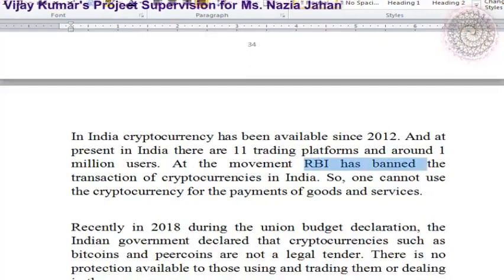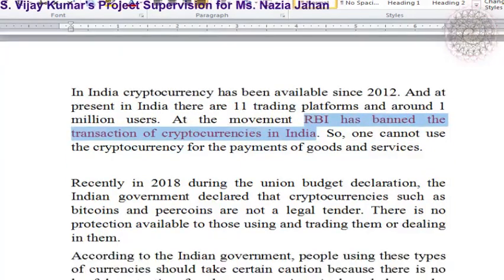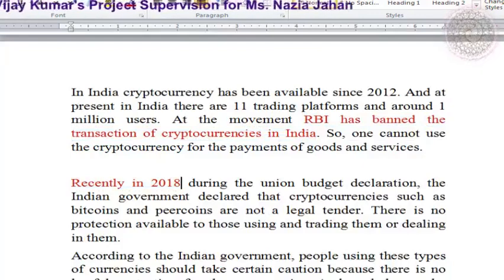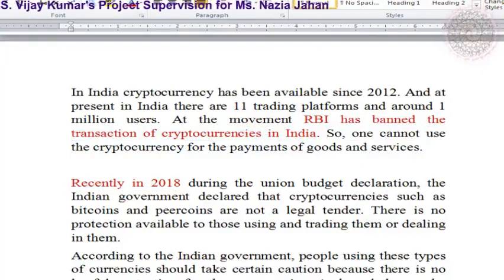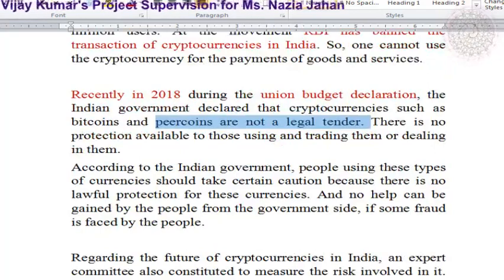Really, RBI has banned it? This is a very old sentence, maybe rather a wrong sentence. "Recently" is not recent, it is very old. You had not even joined your MBA. So recently means just 1 week ago or something. Union budget declaration. There are many budgets after 2018. People declared crypto such as Bitcoin are not legal tender. There is no legal tender anyway. This is good information.